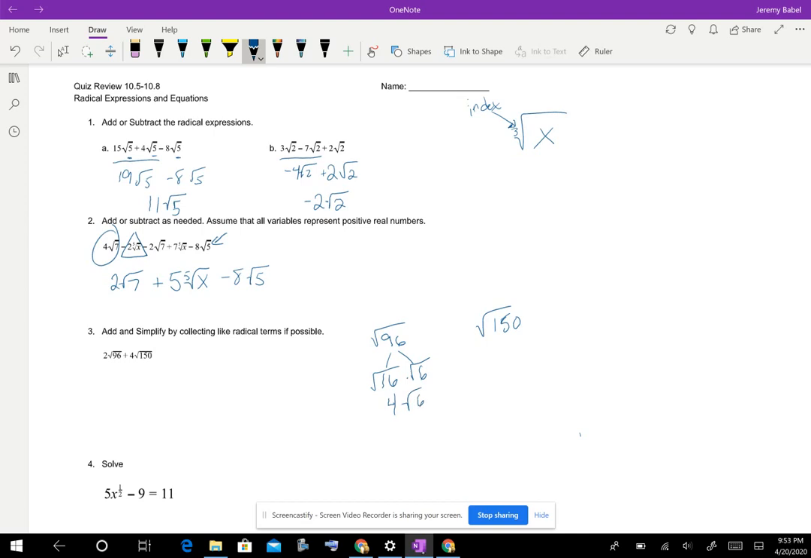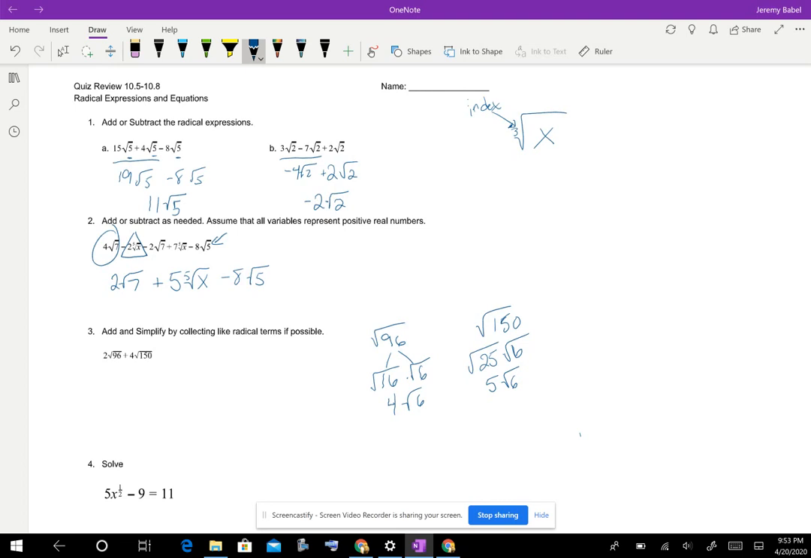And in order to be simplified, combined, it's going to have to be a root 6. So let's see. 6 times 25 will give me 150. So square root of 25 times the square root of 6. Square root of 25 is 5. And then square root of 6.